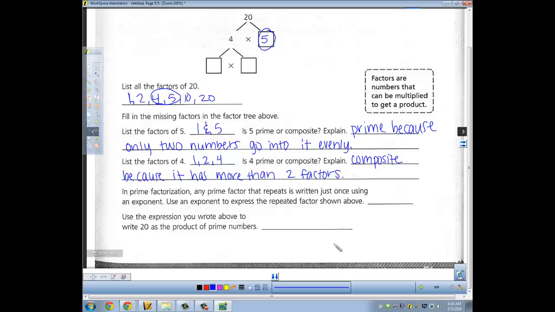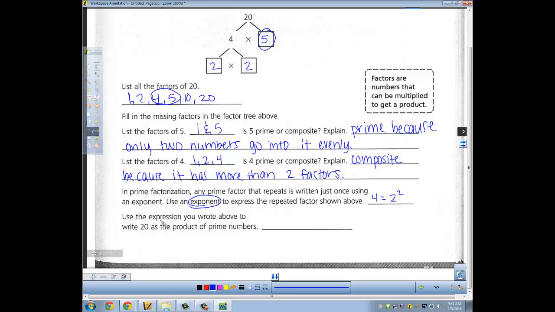In prime factorization, any prime factor that repeats is written just once using an exponent. So first, before we get there, let's fill out this table. So I think, what times what is 4? Well, I don't want to use 1 and 4, because then I just have to factor 4 again. So I'm going to use 2 and 2. So they want me to use an exponent to express the repeated factor. So the 2 is repeated. I can write 4 as 2 squared. So since I had 2 2's, that's 2 squared.